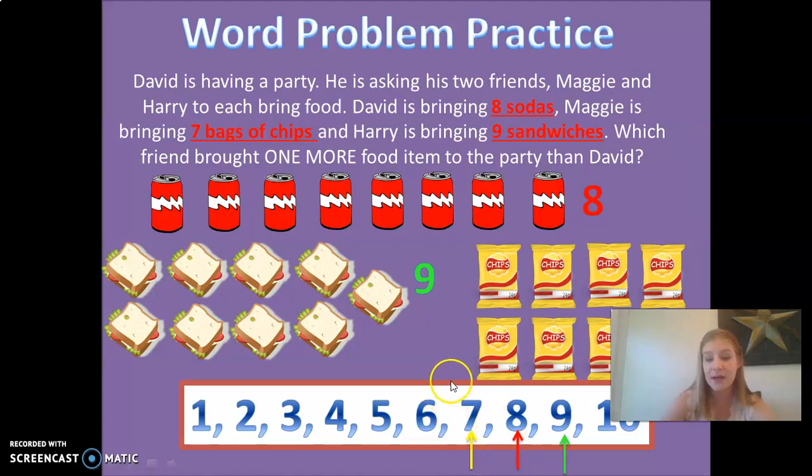And the number that comes right before is 7, so the 7 bags of chips. And the number that comes right after is the number 9. Remember, we said if it's one more, then it needs to be on this side of the number line. It needs to come after the number, or to the right of the number. And since we're looking at the number 8, the number that comes right after, on this side, is one more, the number 9. So I know that Harry brought one more food item to the party than David.